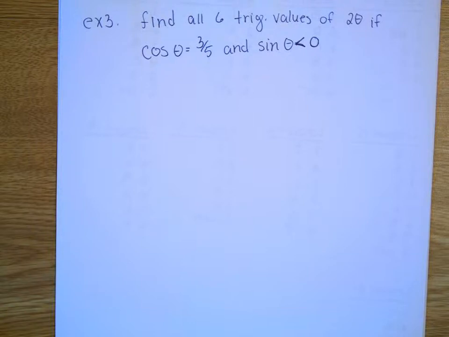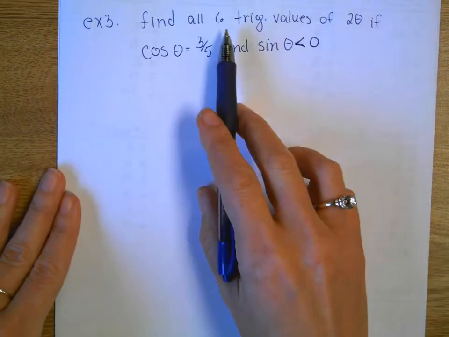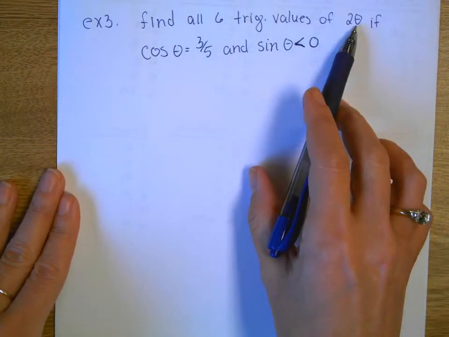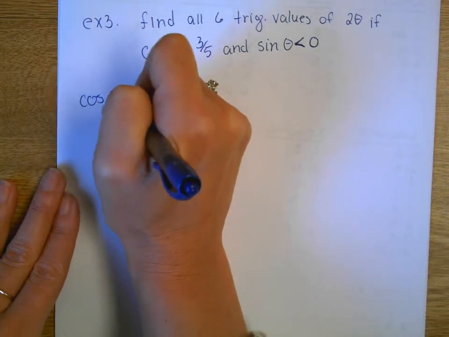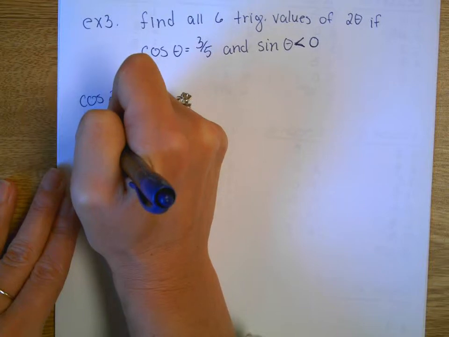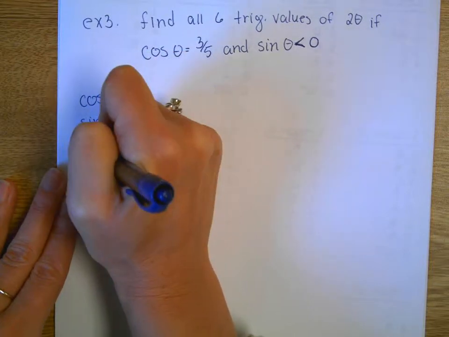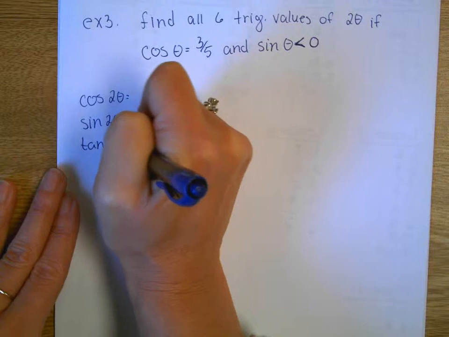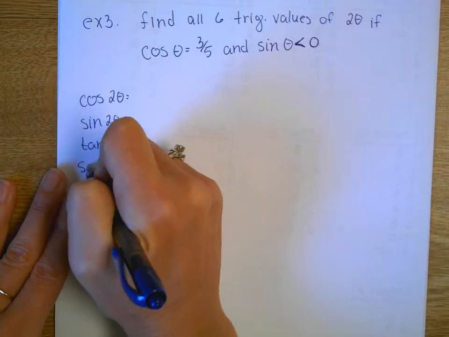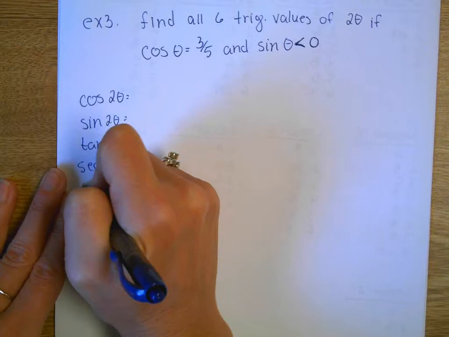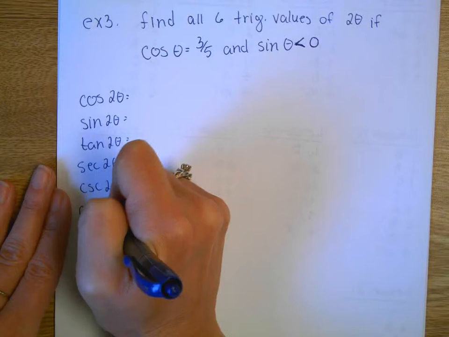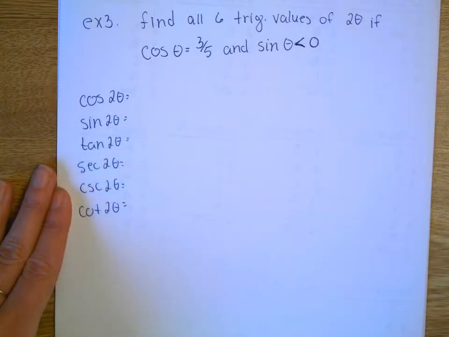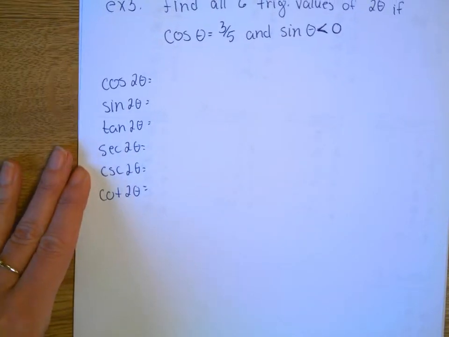So, what we are looking for, I don't like the way the directions are given in this book. I'm looking for all 6 trig values of 2 theta. So that means I am looking for the cosine of 2 theta, the sine of 2 theta, the tangent of 2 theta, the secant of 2 theta, the cosecant of 2 theta, and the cotangent of 2 theta. That's our goal, to find all 6 of those.